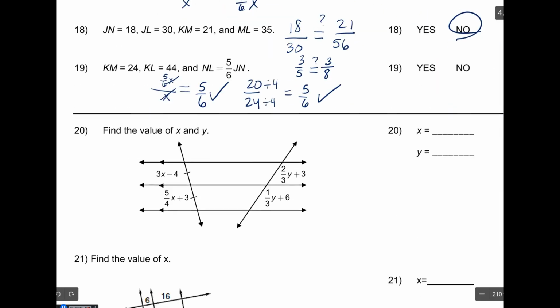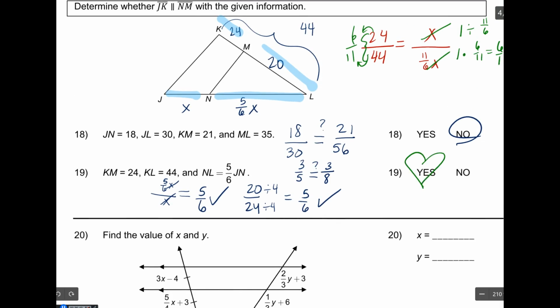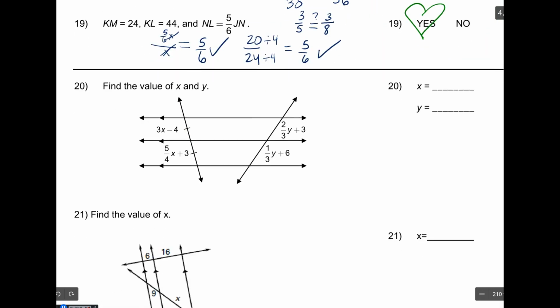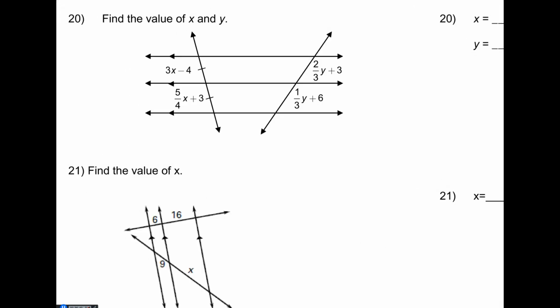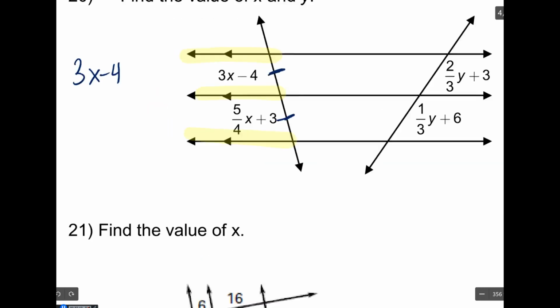Okay, so yes, we said this is parallel. Find the value of x and y. Alright, so check it. I have 3 sets of parallel lines, boom, boom, boom, and they cross a transversal. They cut it into congruent segments, right? Since this is congruent right here, I can set 3x minus 4 equal to 5/4x plus 3.